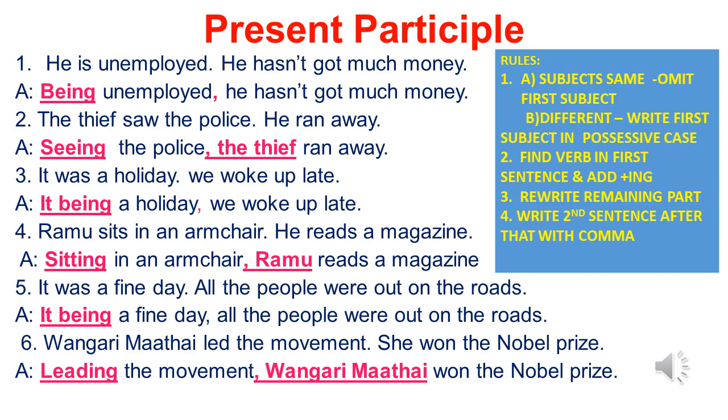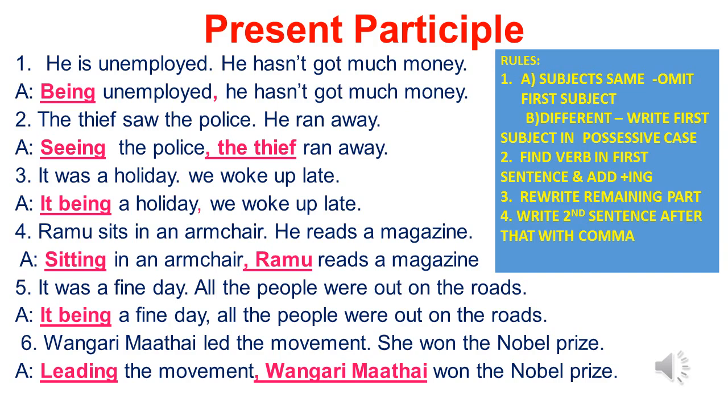Now look at the second sentence. The thief saw the police. He ran away. Here in both the sentences, the subject is the thief, same. That's why we can remove the first subject. What is the verb? Saw. Add ing to it. Seeing the police. Use a comma. Now, he can be replaced with the thief. The thief ran away. The answer is, seeing the police, the thief ran away.